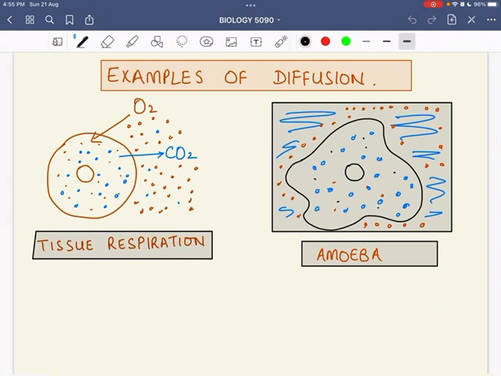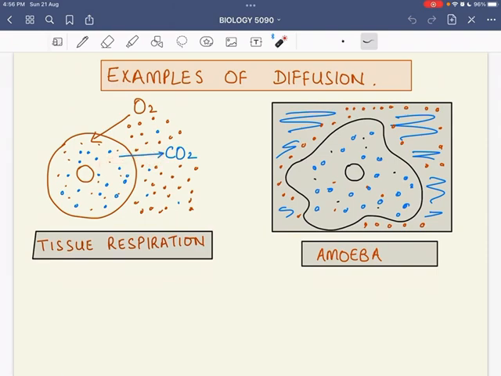As you can see, the red colored molecules in the picture are all oxygen molecules and the blue colored molecules are carbon dioxide. There is a gradient of oxygen from outside to inside, meaning that there are more oxygen molecules outside the cell as compared to inside. So hence, by the law of diffusion, oxygen will enter down its concentration gradient into the cell and carbon dioxide will move down its concentration gradient out of the cell.